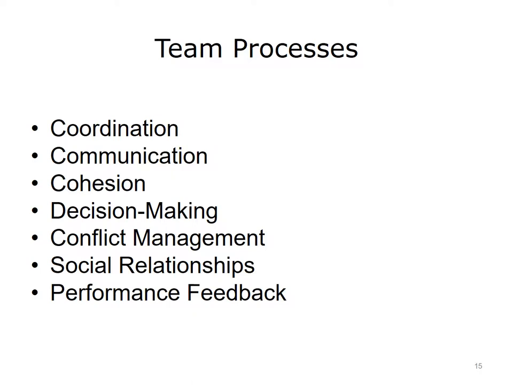The third aspect of organizational characteristics that impact successful teams are the processes used by teams to achieve the goal. Team processes describe aspects of interaction and team behaviors. Team processes will be described in terms of seven characteristics: coordination, communication, cohesion, decision-making, conflict management, social relationships, performance feedback.